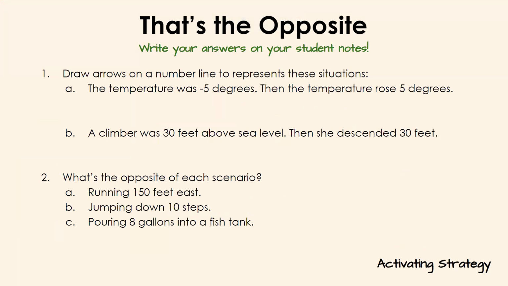Number 2, what's the opposite of each scenario? Running 150 feet east, jumping down 10 steps, pouring 8 gallons into a fish tank.